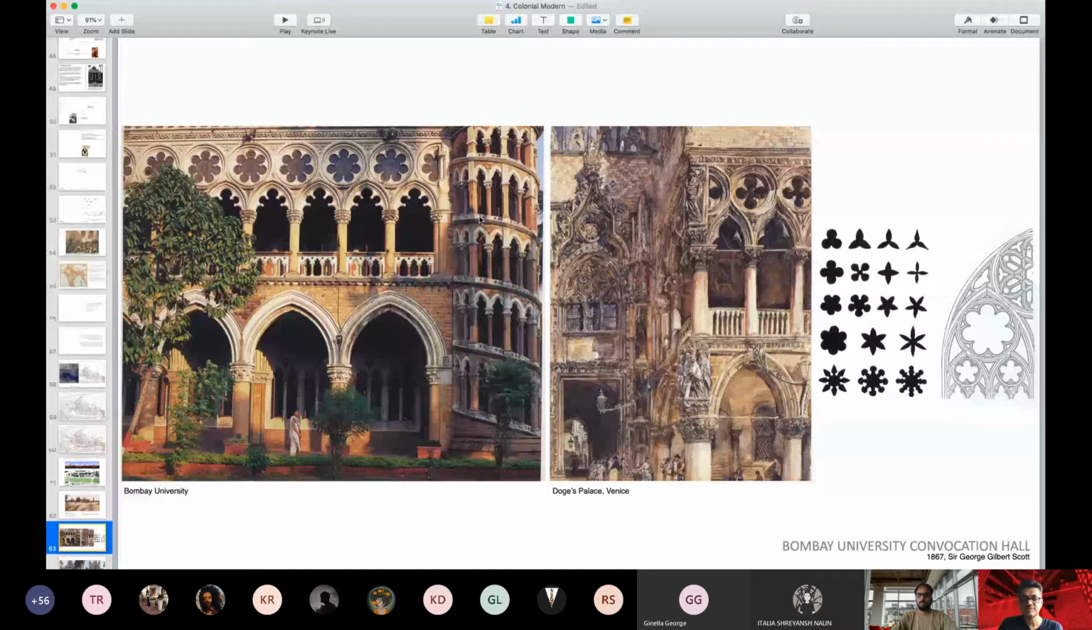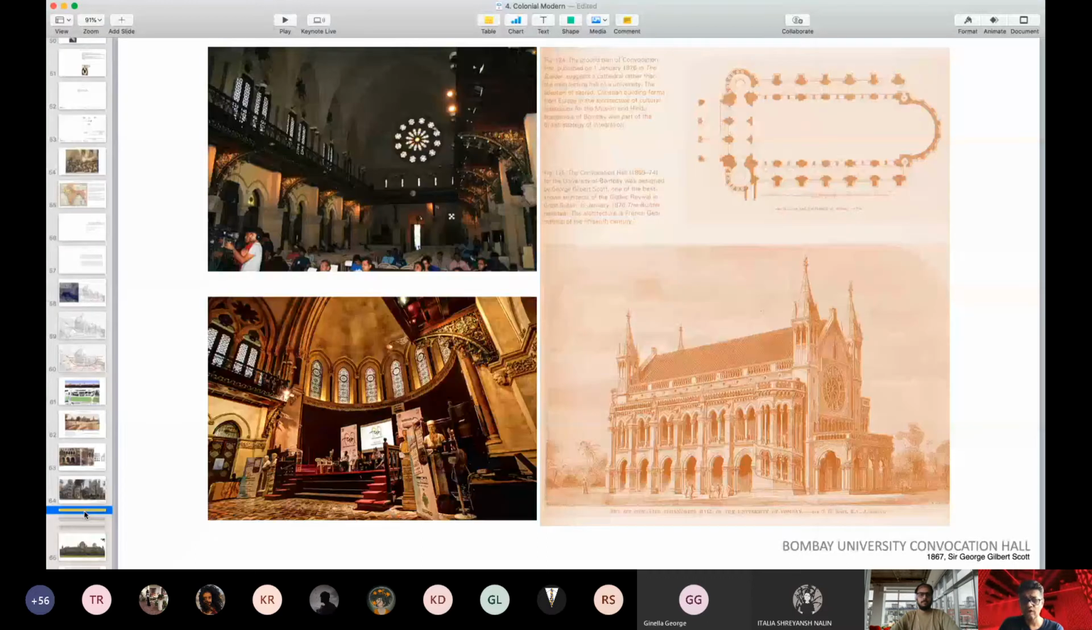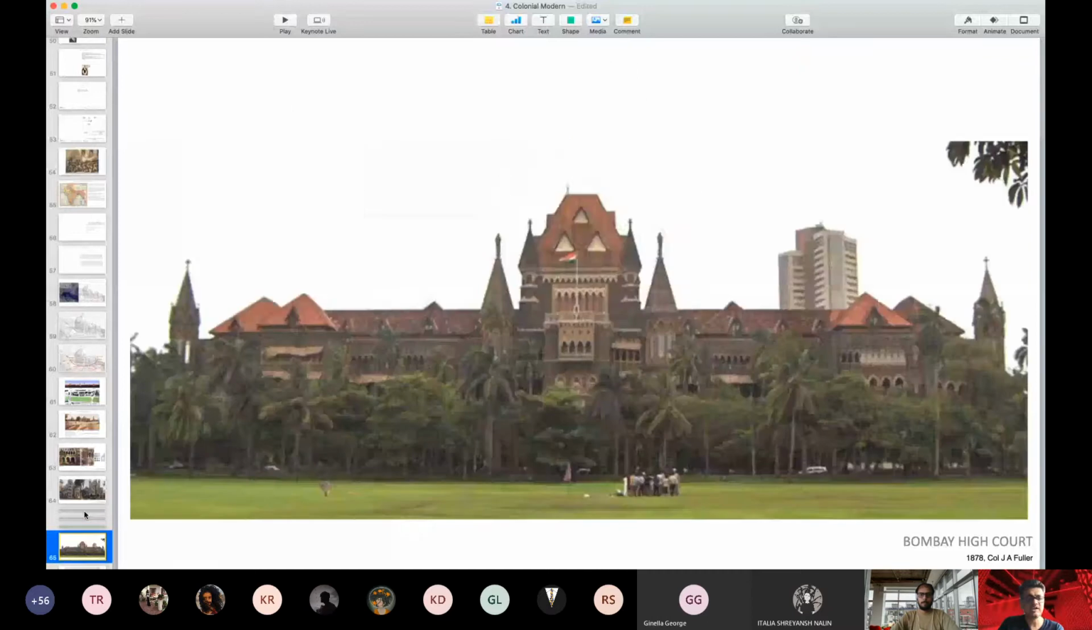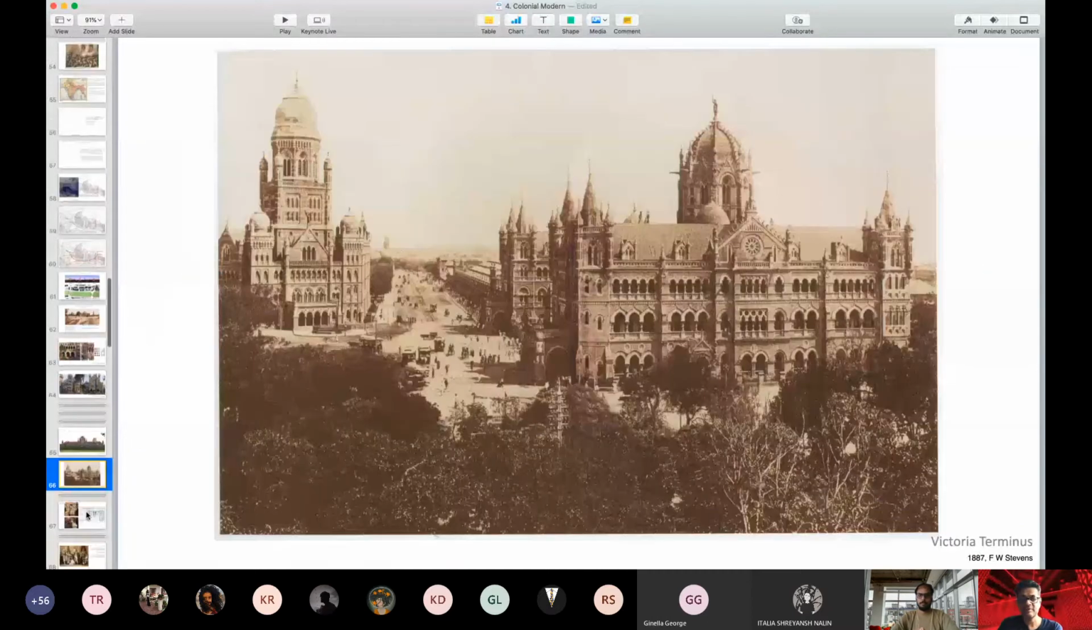This is from the Doge's Palace in Venice. You can see the direct copying of details and proportions that is happening. And this is the Jali work from the university. Another view of the university. The High Court, right? All of these buildings. I'm sure a history of architecture lecture will look at this differently. I'm just showing you, theoretically, in some sense, where this architecture is coming from. Okay.